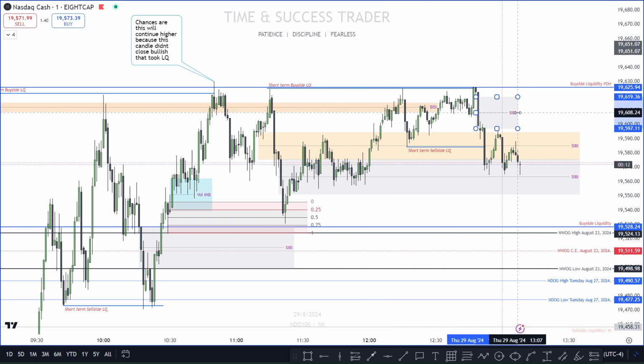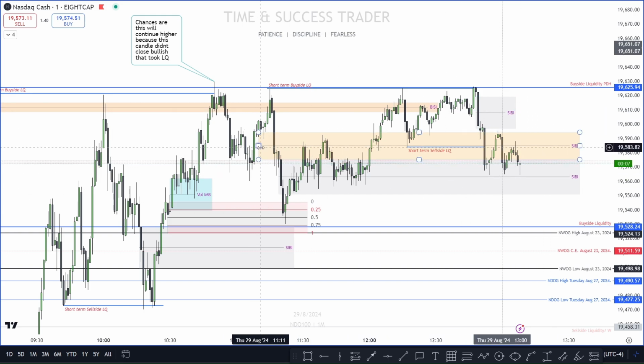Almost like a neat chart. Try to keep it as clean as possible.